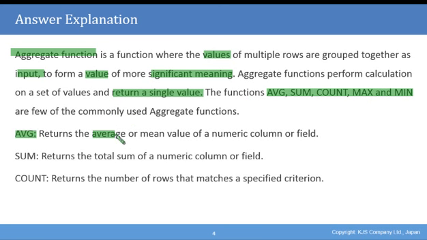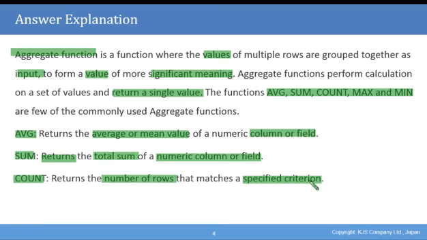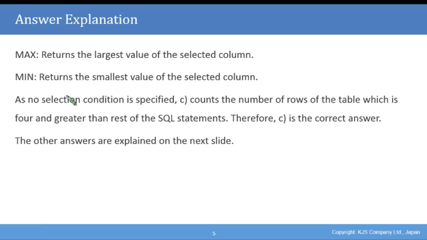AVG returns the average or mean value of a numeric column or field. Sum will return the total sum of the numeric column or field. And finally count. Count returns the number of rows that matches the specified criterion. We can also have a max and a min function, where max returns the largest value of the selected column and min returns the smallest value.